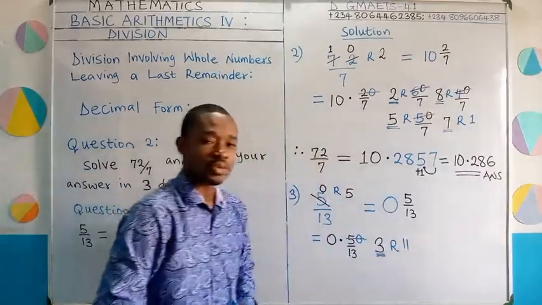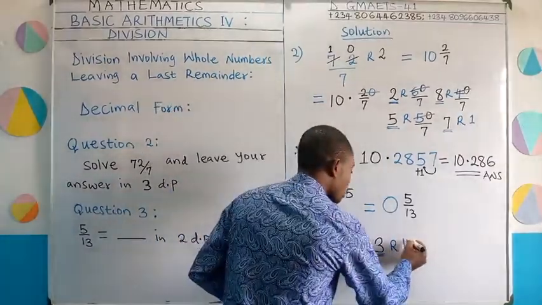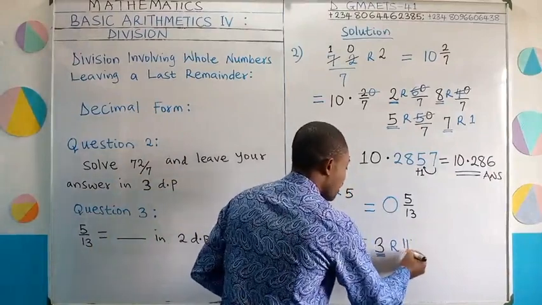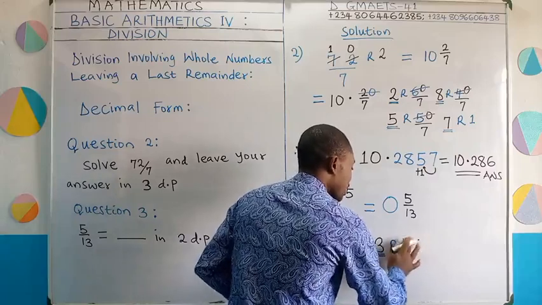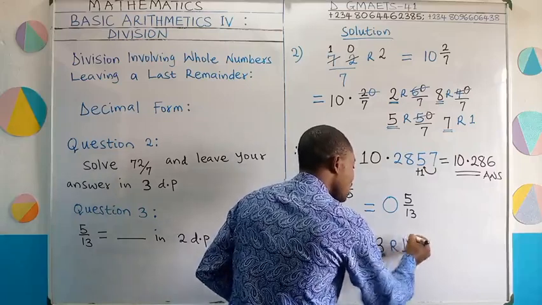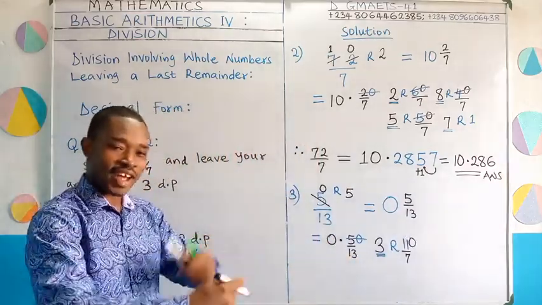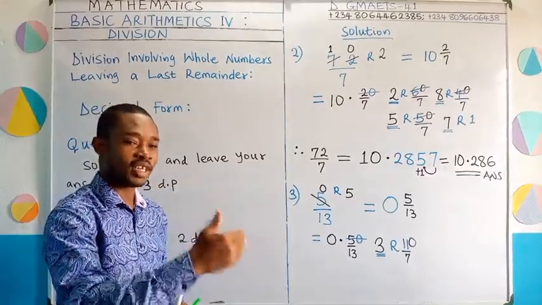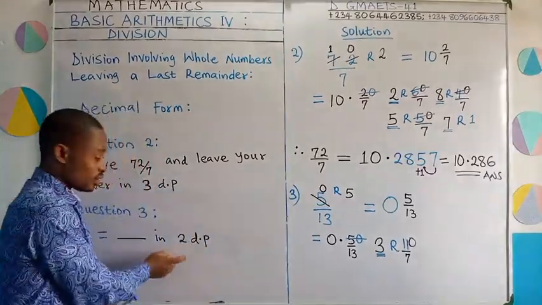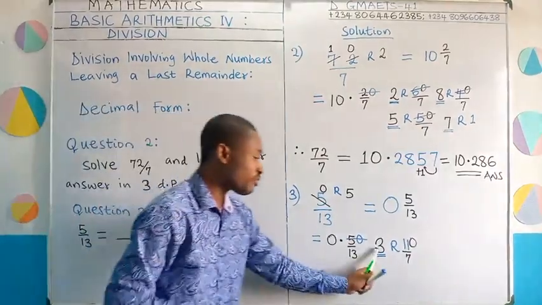And what do I do? I'm going to attach 0. Of course, that 11 will be divided by 13, you know. But you need to attach 0 to the remainder, because whenever you get the remainder, you attach 0 and divide again by the divisor. You continue dividing to get the required number of decimal places. We are to solve this in 2 decimal places. I've gotten the first decimal digit.